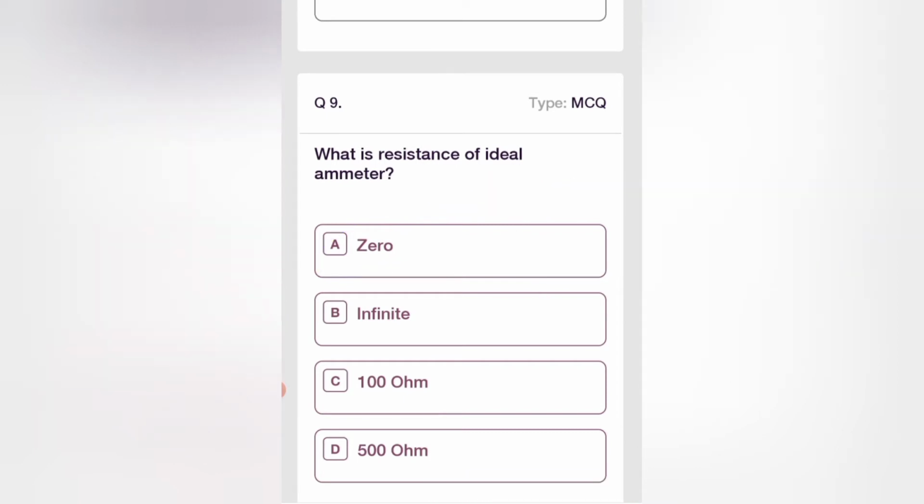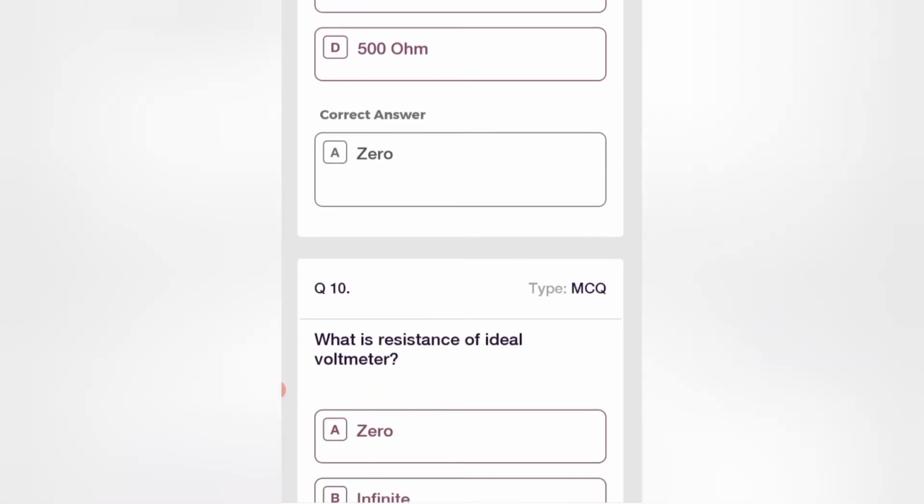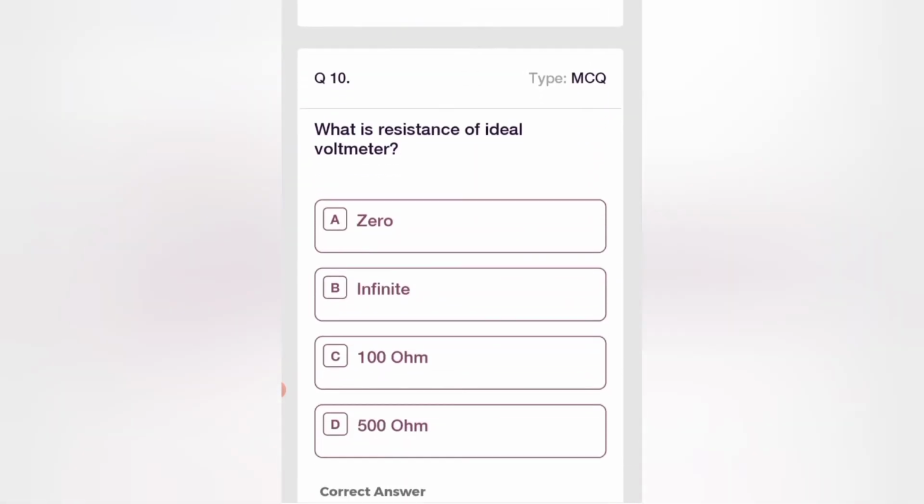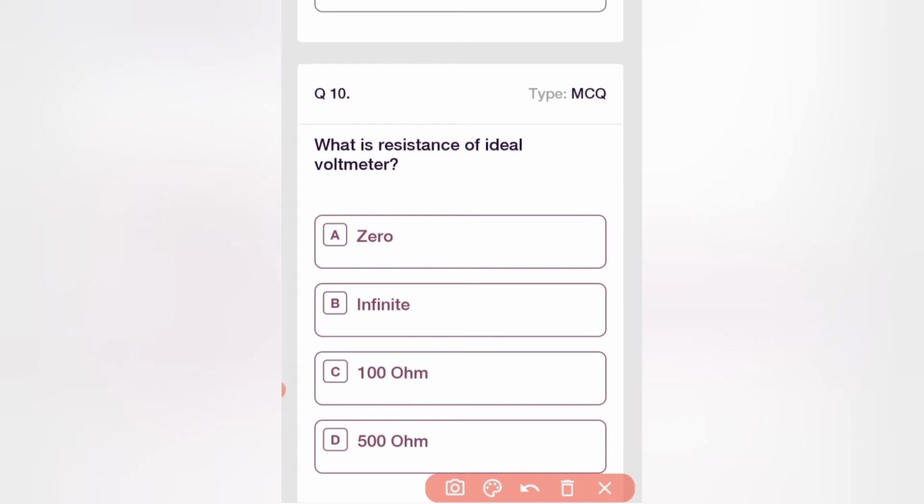Right. Next. What is the resistance of an ideal voltmeter? See, for the ideal voltmeter, first let us talk about the practical voltmeter. So this is the voltmeter. It should be connected across a resistance. This is the resistance, and it is connected across the resistance.